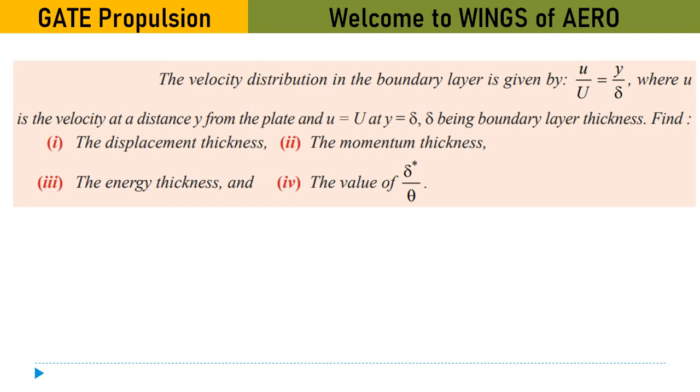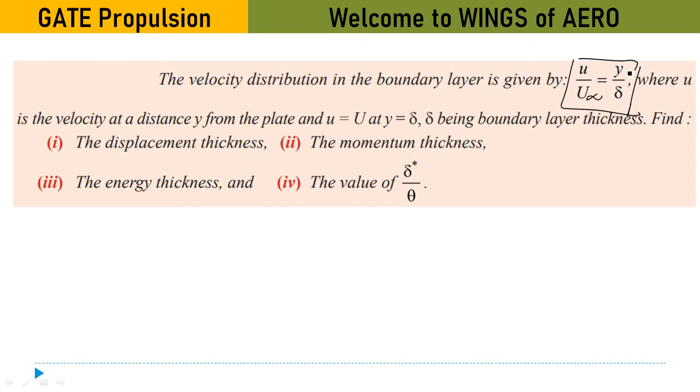Okay, let's consider u by u infinity equals y by del. This is the function that they have given over here, where u is the velocity at distance y from the plate, u equals u infinity when y becomes del, and del is the boundary layer thickness. Find the displacement thickness, momentum thickness, energy thickness and the value of del star by theta.